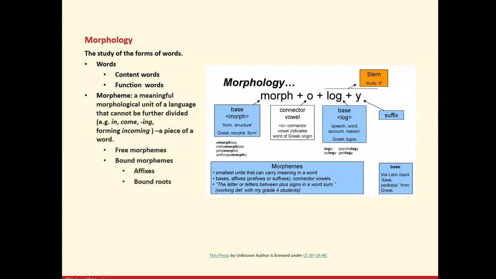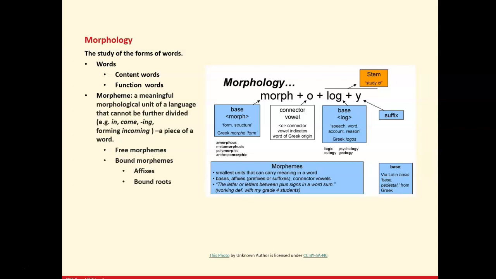The next thing is a morpheme. A morpheme is a meaningful morphological unit of a language that cannot be further divided. So for example, in the example on the screen, incoming forms the word incoming, and you'll see it has three parts: the prefix in, the root or base of the word come, and the suffix ing. Now that's a morpheme because it can't be broken down.